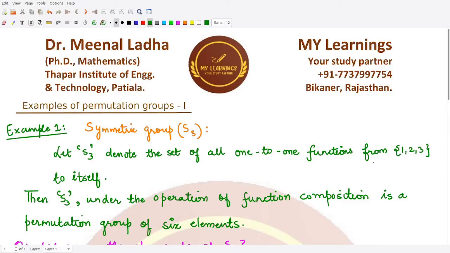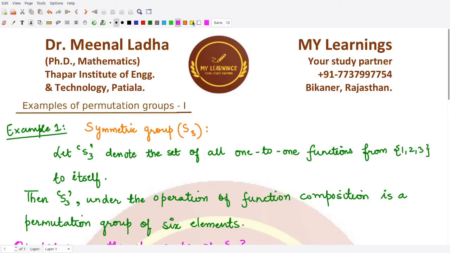In this video we'll be discussing an example of a permutation group. So let's see the example of the symmetric group S3. Now this group S3 denotes the set of all one-to-one functions which are defined from the set 1, 2, 3 to the same set, right?